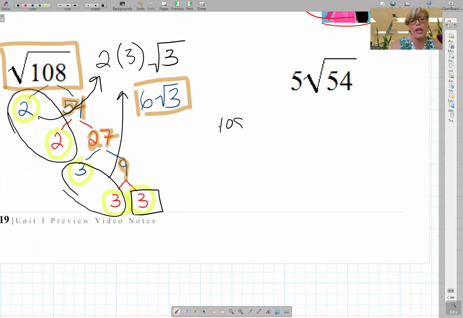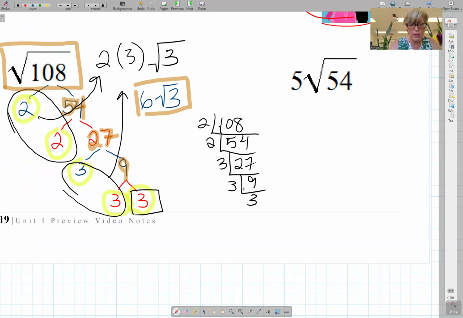I'm going to start with 108, and I'm going to divide this way. I'm going to divide by 2. I get 54. Divide by 2 again. I get 27. 27 is not divisible by 2, but it is by 3, 9, 3, 3. That's called ladder division. Again, you're looking only at the outside prime numbers.